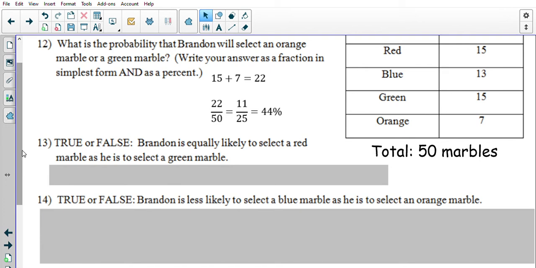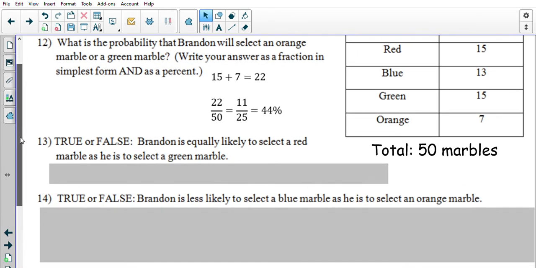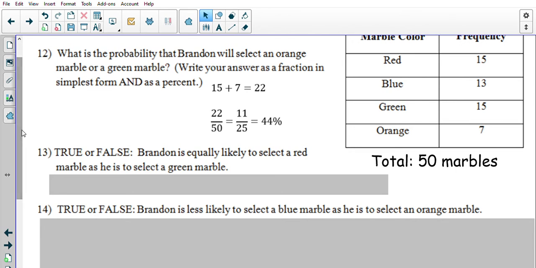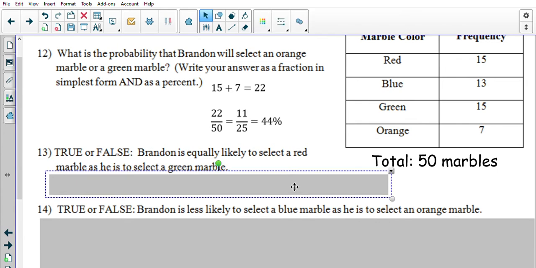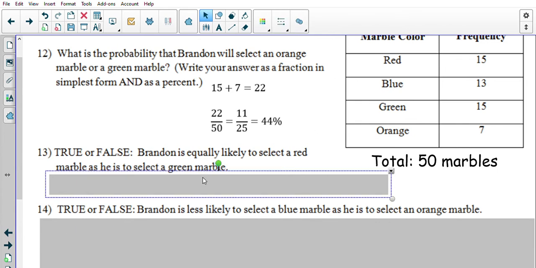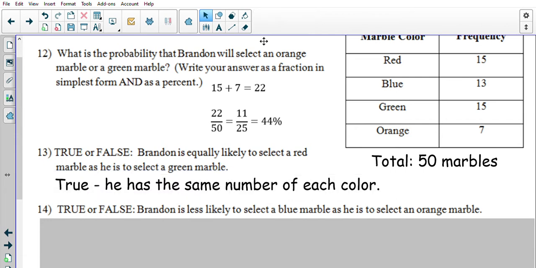Now, a couple of true-false questions. So number 13, true or false, Brandon is equally likely to select a red marble as he is to select a green marble. Well, for red, we have 15, and for green, we also have 15. This is true. This is true because he has the same number of each color.